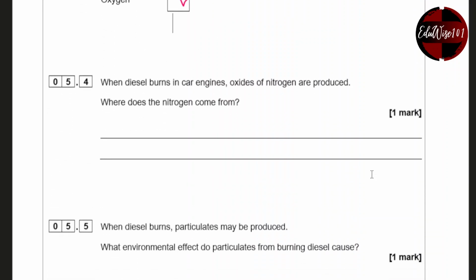When diesel burns in car engines, oxides of nitrogen are produced. Where does the nitrogen come from? Well, it comes from the air.